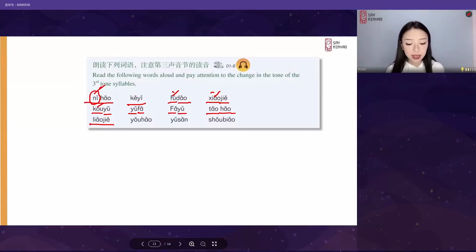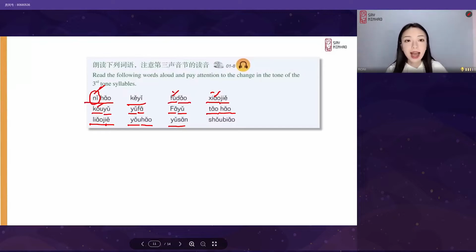Next is le yao, liao, ji ye, jie. We should change liao into liao, so it becomes liao jie. Read after me, please. Liao jie. Next one, you, you. He ao, hao. We should change you into you. So, you hao. Read after me. You hao.